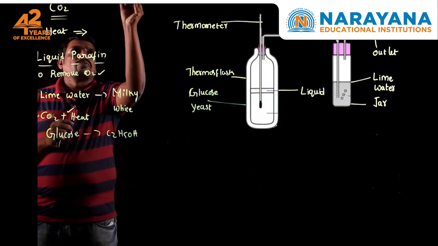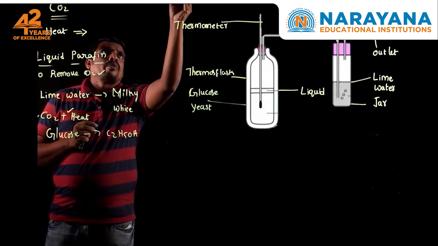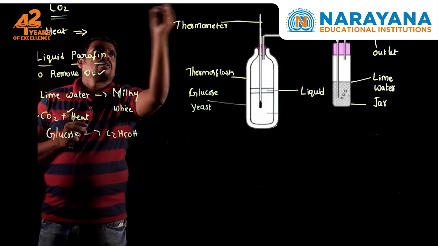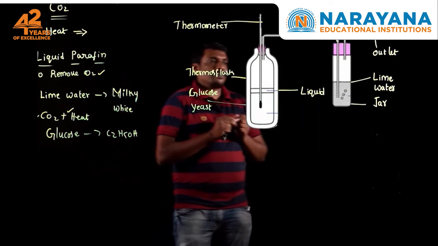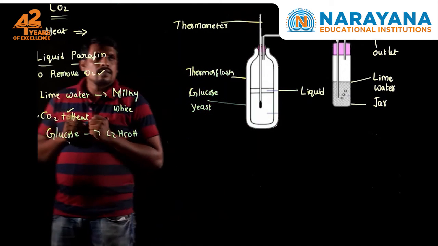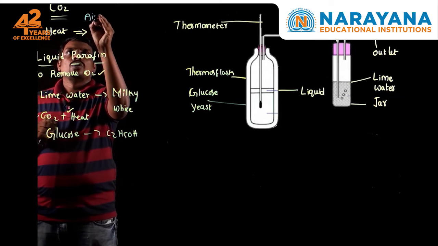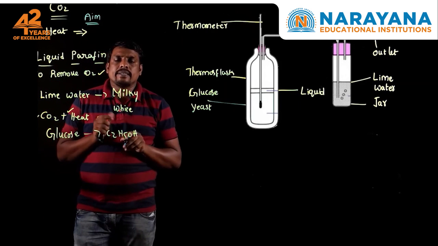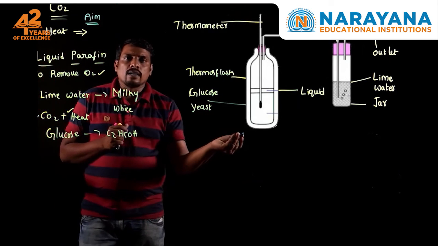So in this way we can understand the production of CO2 and heat during the process of respiration in yeast cells. Clear, students? So that is our experiment, and what is our aim? I already said to you, to know the production of CO2 and heat in living organisms or in the yeast. Materials required, already we discussed.